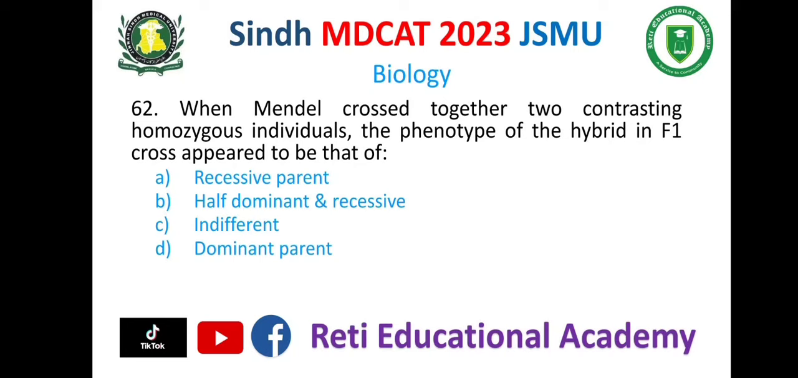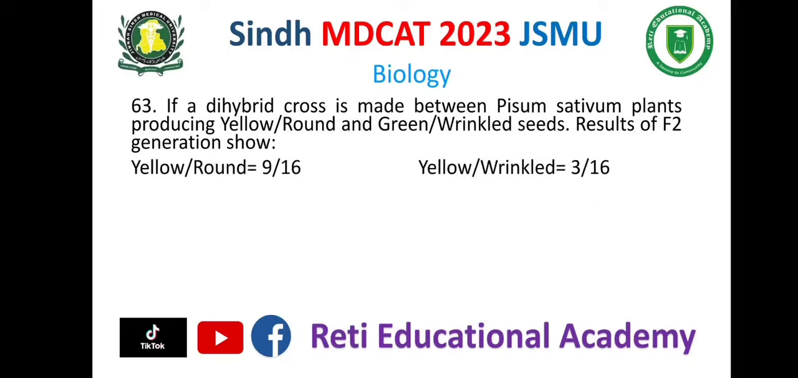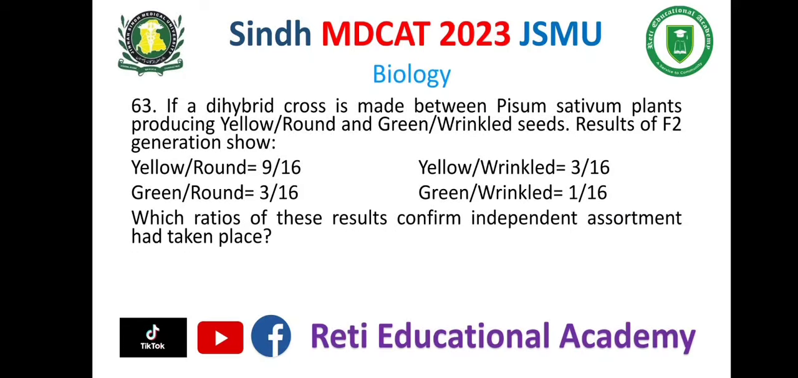Question number 62. When Mendel crossed together two contrasting homozygous individuals, the phenotype of the hybrid in F1 class appeared to be that of A, recessive parent, B, half dominant and recessive, C, indifferent, D, dominant parent. And the correct option is D, dominant parent. Question number 63. If a dihybrid cross is made between Pisum sativum plants producing yellow round and green wrinkled seeds, result of F2 generation show yellow round 9/16, yellow wrinkled 3/16, green round 3/16, green wrinkled 1/16. Which ratio of these results confirms independent assortment had taken place? A, 1/16, B, 3/16 and 3/16, C, 9/16, D, 3/16. And the correct option is B.